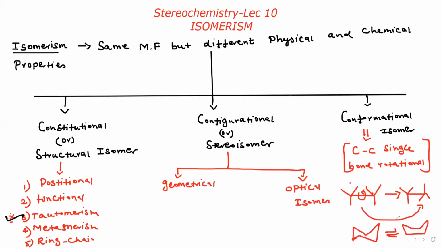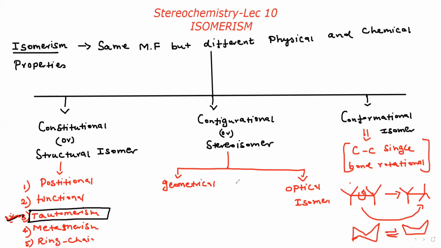Now what is the conformation isomer? The carbon-carbon single bond rotation. So from the exam point of view, for JAM and CSIR, which is very important in constitutional isomer, tautomerism is very important, other than the basic one. For NEET and JEE exams, all are important. In JAM and TRB exams, it is very important. Now tautomerism is only very important in the structural isomer.